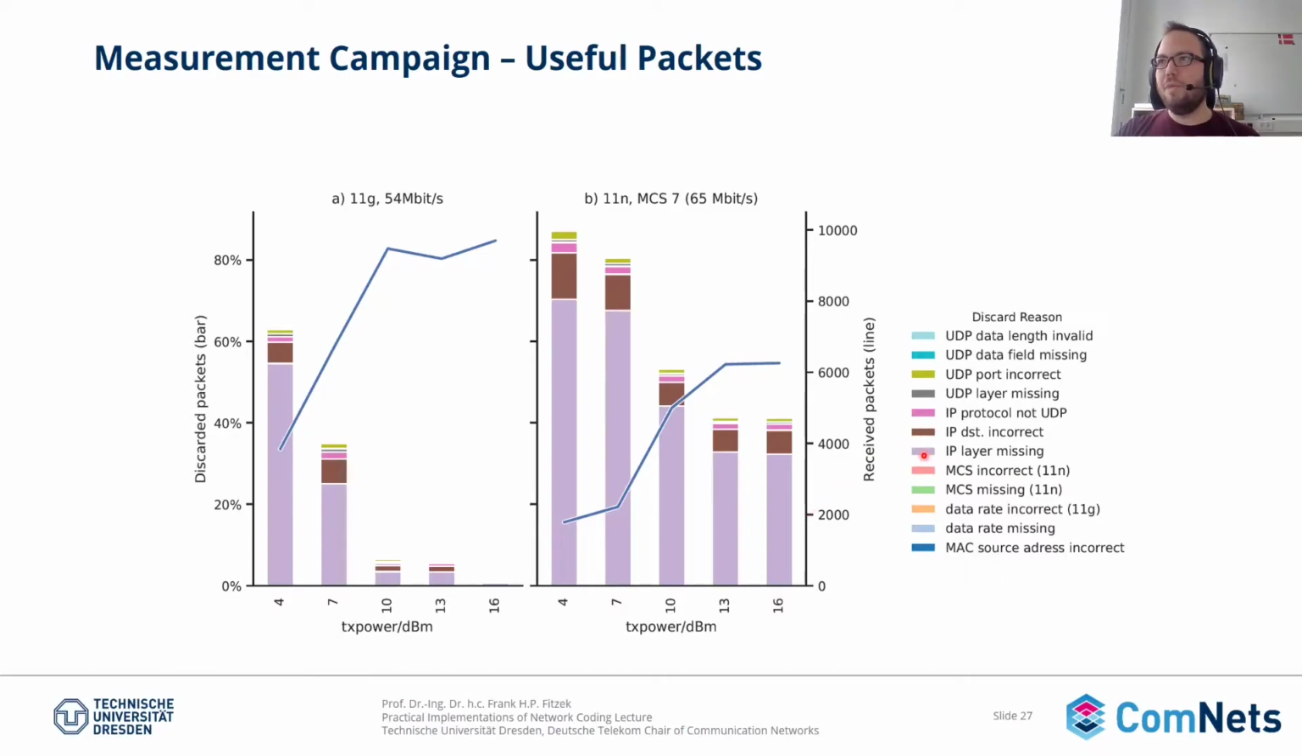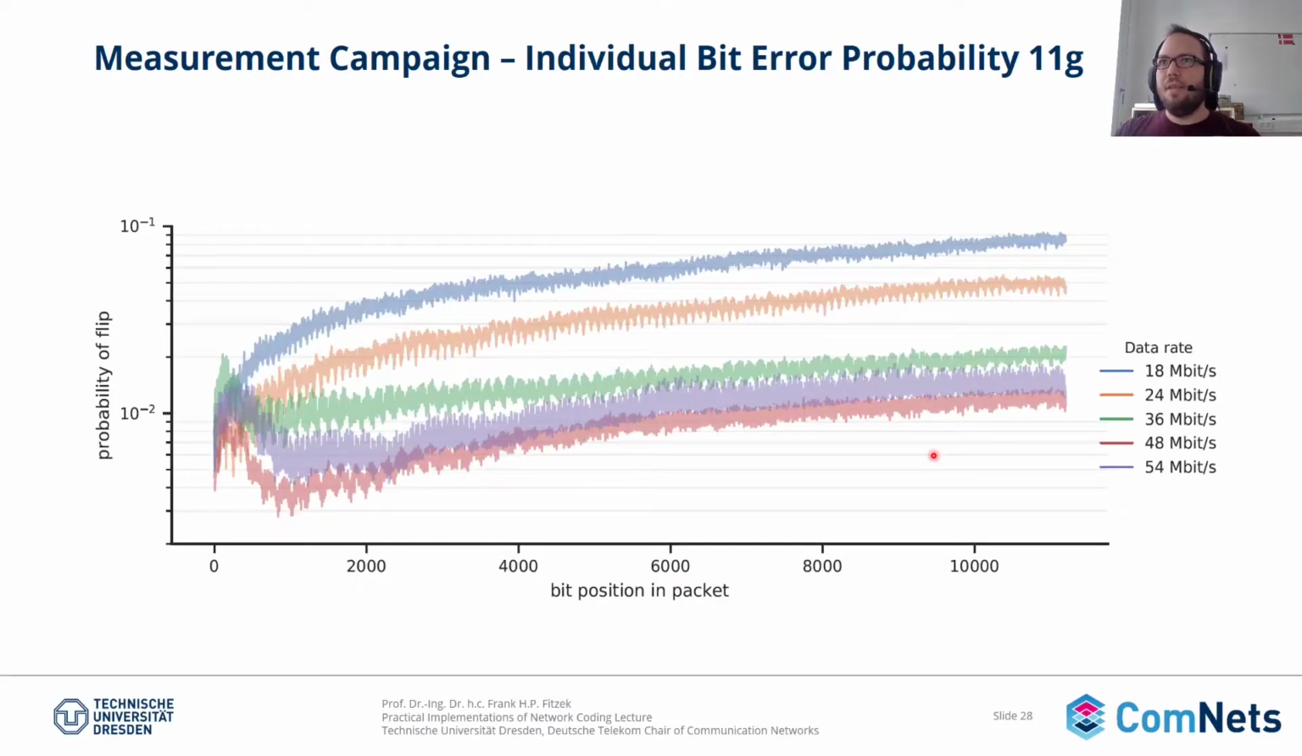Most of the time, when we discarded a packet, it's because the IP layer was completely missing. So to do the analysis of the received packet, we use Wireshark. As I told you, with the receivers, we were logging all the received packets, and then we were analyzing them. And this is how the individual bit error probability looked.